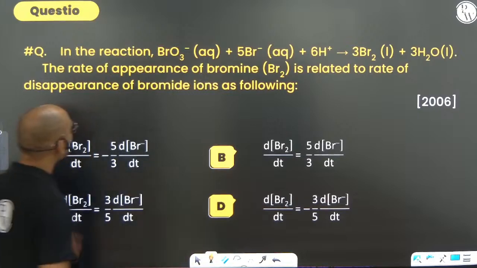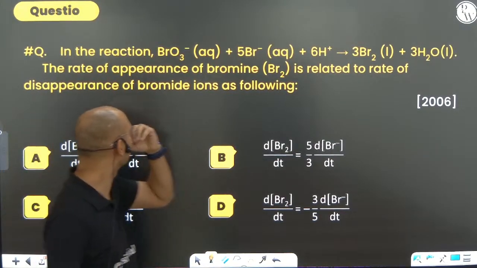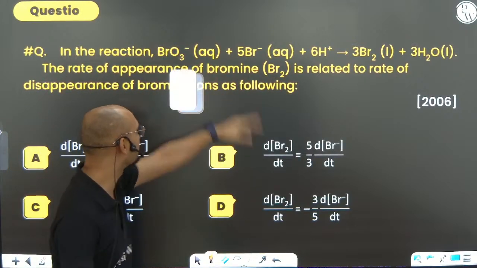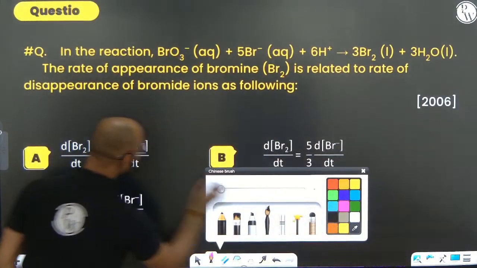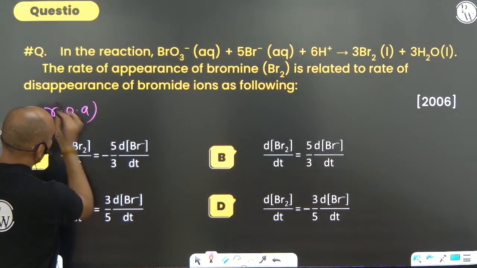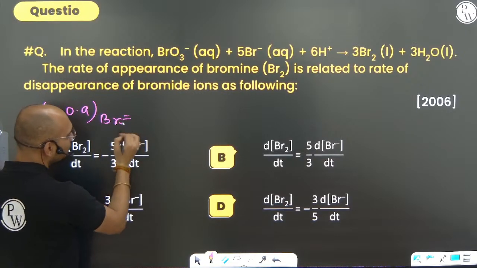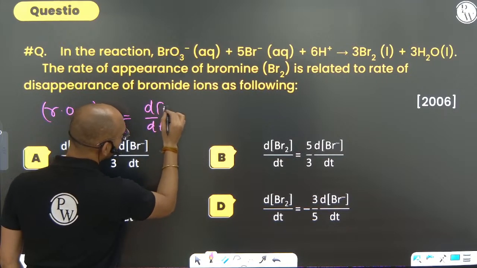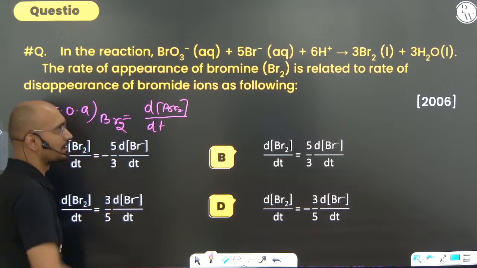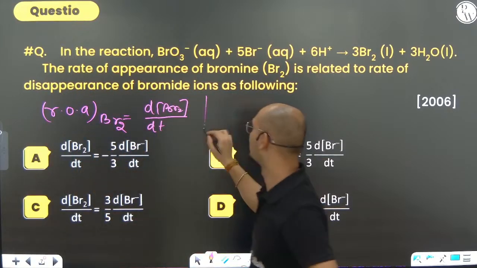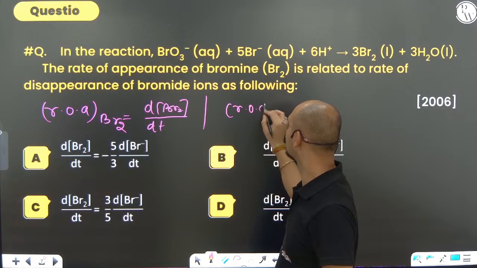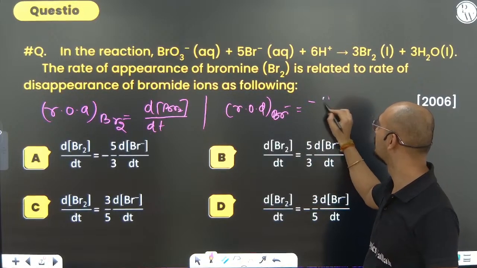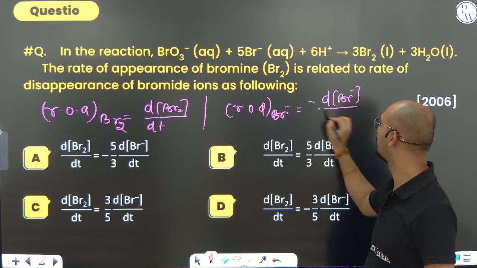Let's talk about this reaction. The rate of appearance of bromine has been given. What is the rate of appearance of bromine? Can I write it? Yes, just help me with that. Rate of appearance of Br2 will be equal to d[Br2] by dt. Now it is related to the disappearance of bromide ion. The rate of disappearance of bromide ion will be equal to minus, because it is disappearance, d[Br-] by dt.